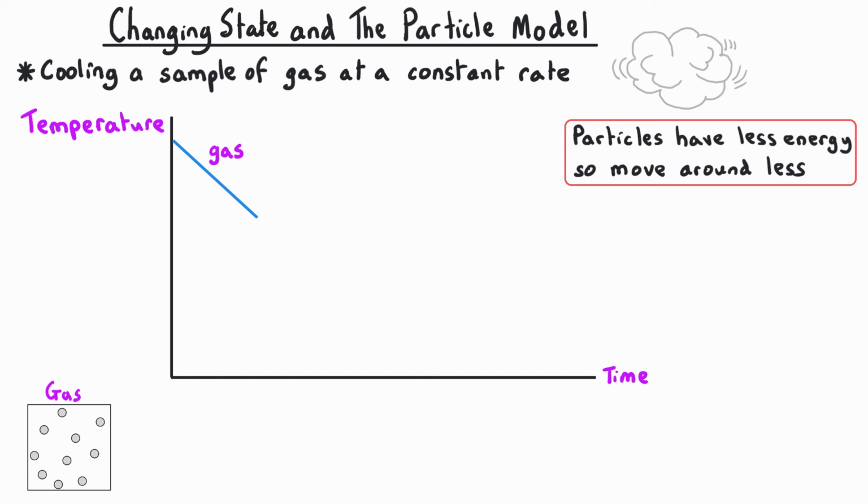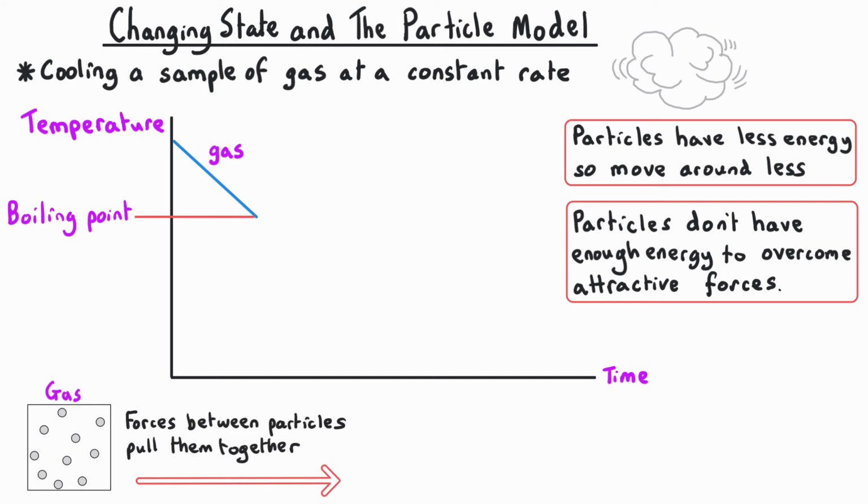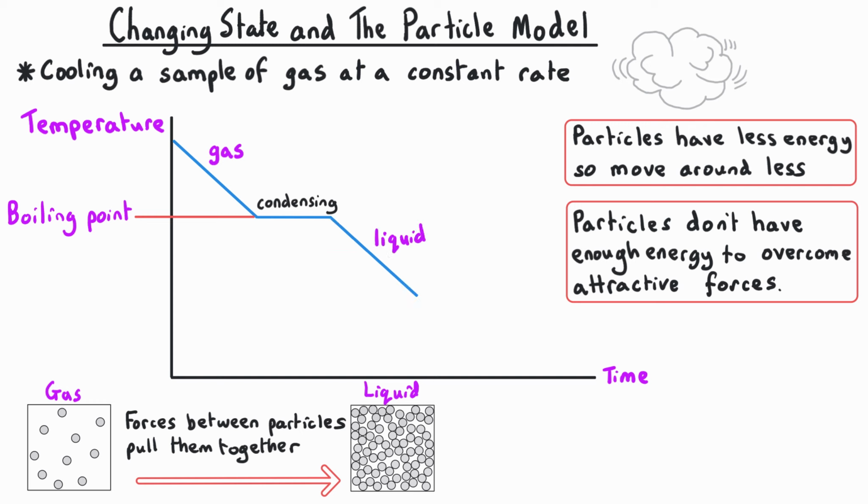And then once we reach the boiling point of this gas, the particles have lost energy, and so now they don't have enough energy to overcome the attractive forces between the particles, and so the forces between the particles are strong enough to pull them together, and this means that the gas becomes a liquid and a change of state occurs. This liquid will continue to cool down, lose more energy, and the particles will become less free to move.